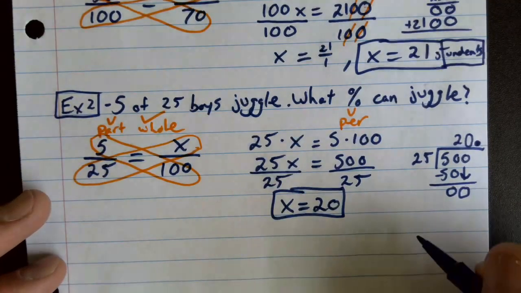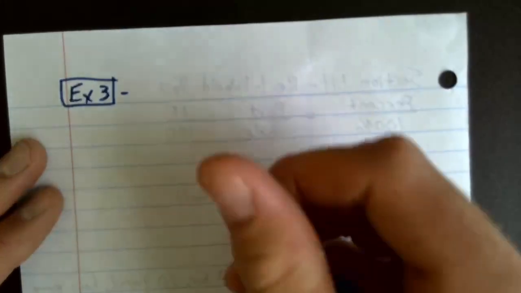So let's go and try another one here. Go ahead and write EX3. EX3 says 16 M&Ms. Looking at chocolate M&Ms, you have 16 M&Ms that are green.